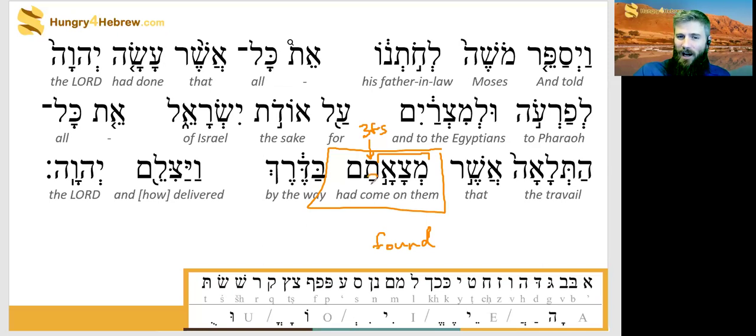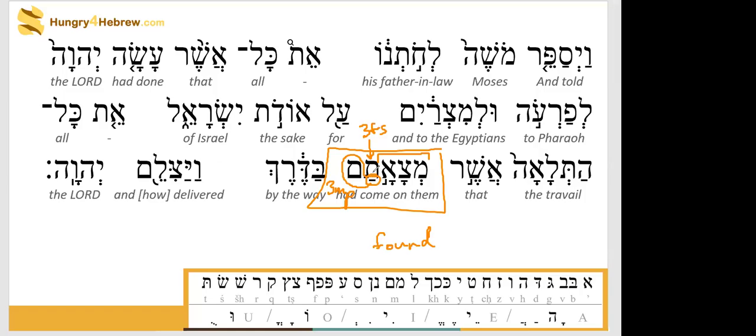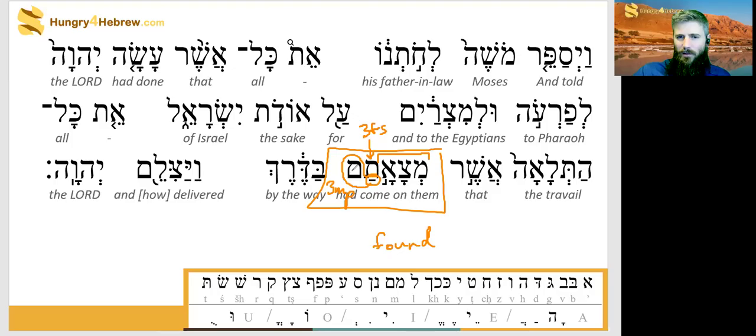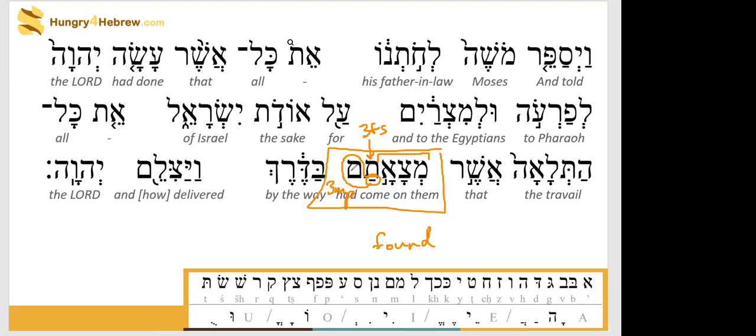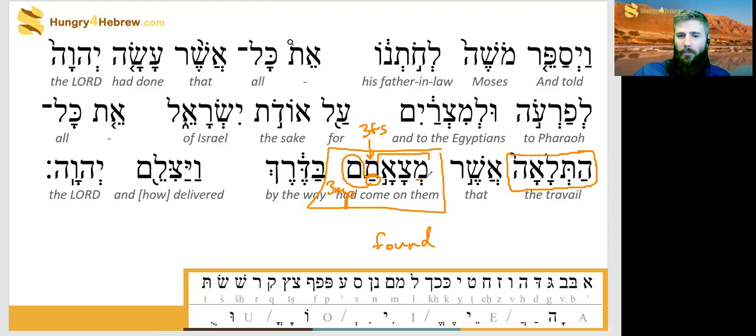So katal verbs take connecting vowels. Mitza'atam. So this is going to be referring to them, 3mp. She found them. Who is she? Is it Moses' wife, Zipporah? This is not. Explain again why the schwa under the mem. Well, that's just too far away from the stress.